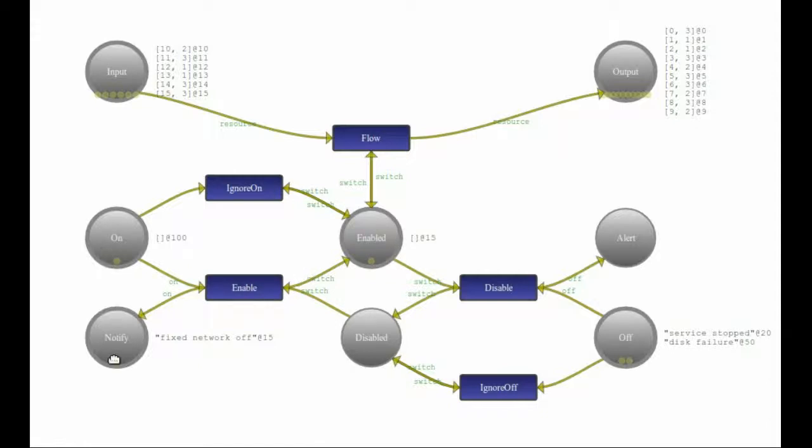That token moved down to notify, so we can tell people, hey, we fixed the database. Or in this case, we fixed the network. And so the database is now enabled. Here we can see the database is enabled, so these tokens will start to flow over.